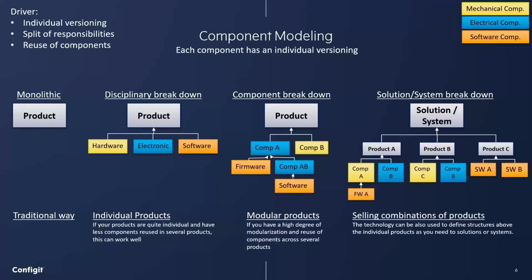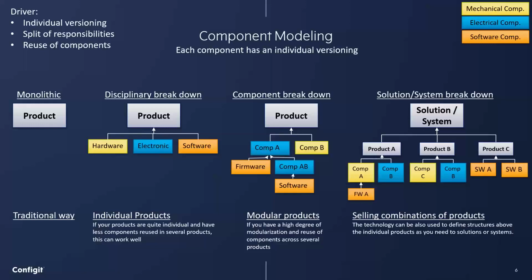You can split it for responsibilities. You could have a technical model and a sales model, and they are linked together, or hardware, electronic, and software. And of course, reusing components, as we can see down here, with component B used in different products. That's also a reason to build components of your product model: to maintain it once and use it n times in your product models.